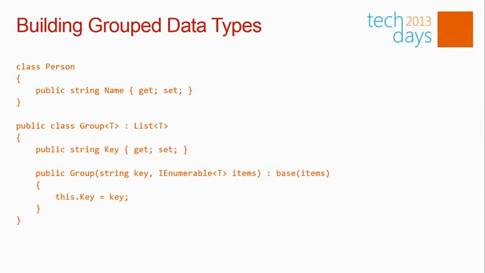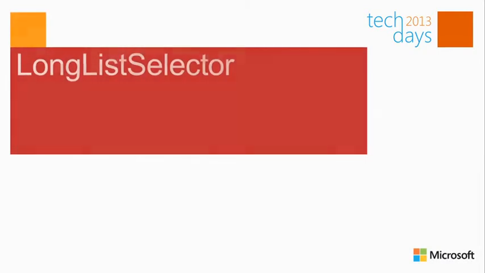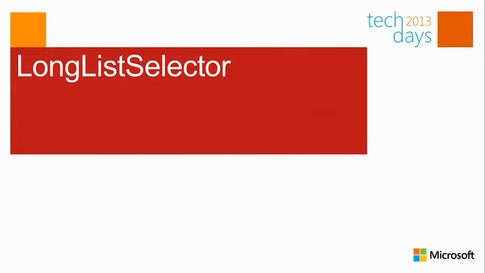You can see there's nothing remarkable at all about the person class, nothing really remarkable about the group class, except the fact that it has a group property which is designed to wrap a list or IEnumerable of other items, in this case people. But you'll notice that property, the public string property named key, that is what's really key to allowing it to work with a long list selector. So with that, let me pop back over to my device and let me show you an example of a long list selector at work.